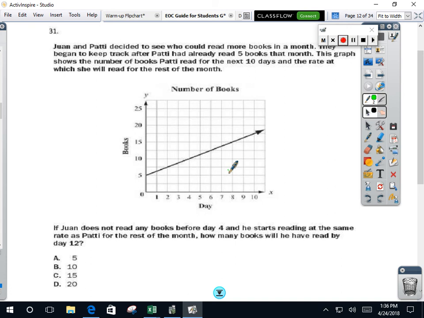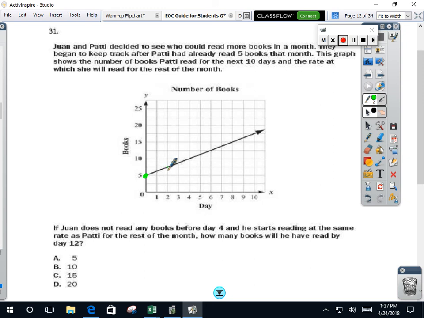Okay, let me explain it. Okay. All right. I am going to go over it. The first thing that you need to figure out is Patty's rate. Well, isn't this graph modeling Patty's rate? Well, so I'll put a point here.